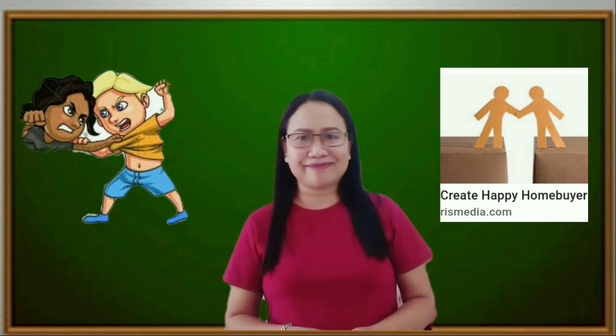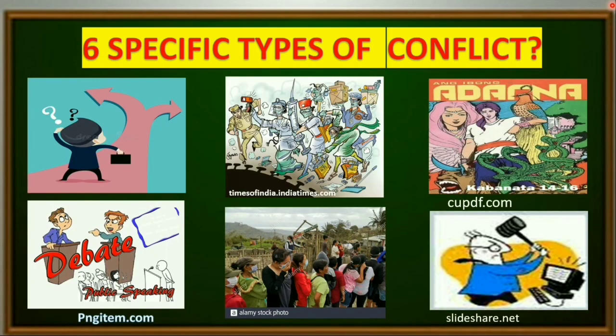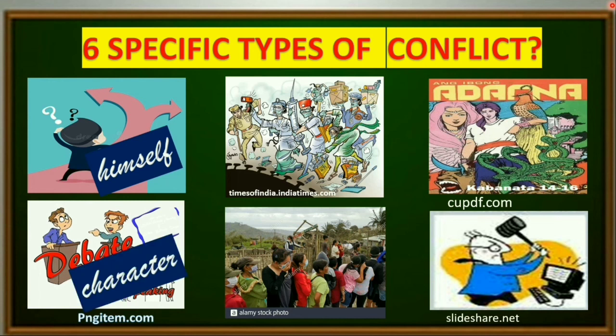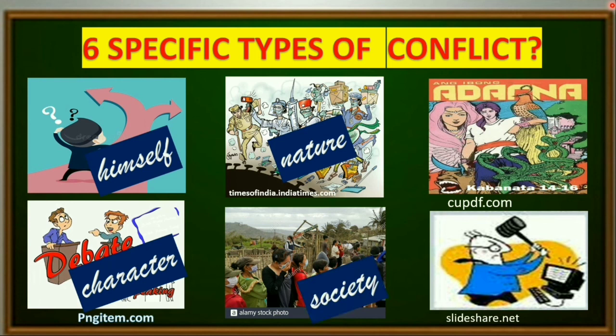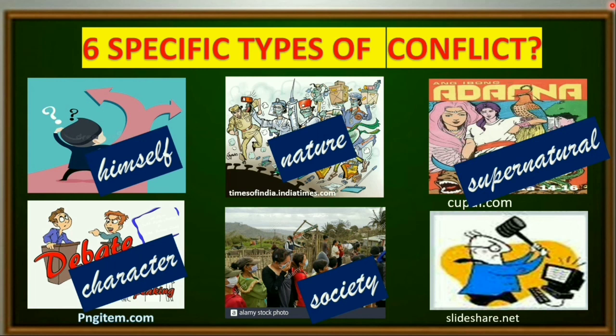And what are these conflicts again? Okay, so it's time now to review. The 6 specific types of conflict are: number 1, character versus himself. Number 2, character versus character. Number 3, character versus nature. Number 4, character versus society. Next, number 5, character versus supernatural. And finally, number 6, character versus technology.